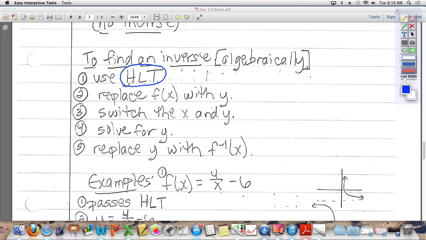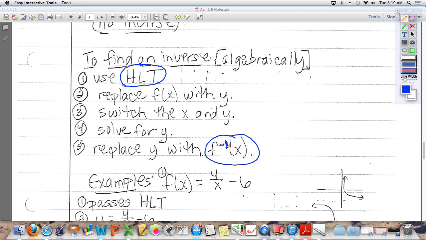Then you solve for y. Lots of algebra, lots and lots of algebra with this part. And then in step 5, you replace your new y that you just got all alone. You replace it with, remember this notation right here, we talked about it yesterday. What does that little -1 mean? Inverse. It's the notation that you use to represent that you have found the inverse.